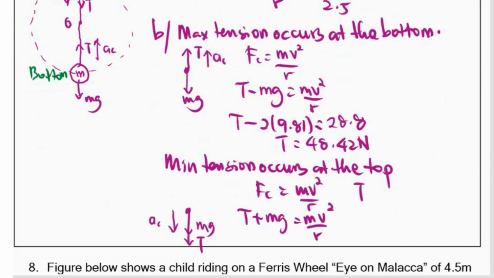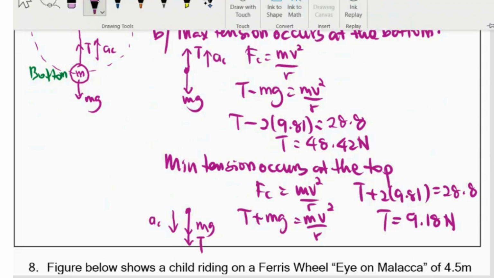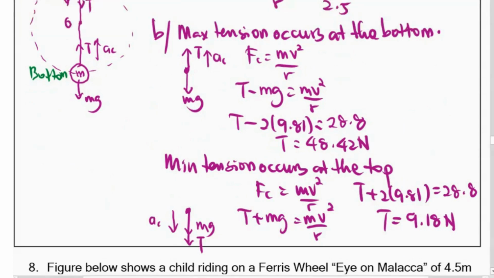Therefore, tension plus mass times 9.81 equals mv squared divided by r, which is the answer from part A, 28.8. Therefore, the minimum tension is 9.18 Newton. Okay, so this is how you do question 7.